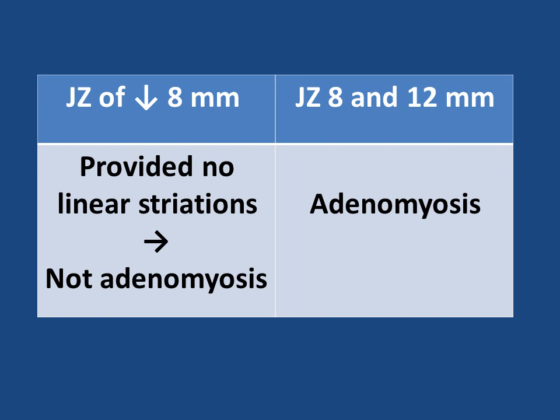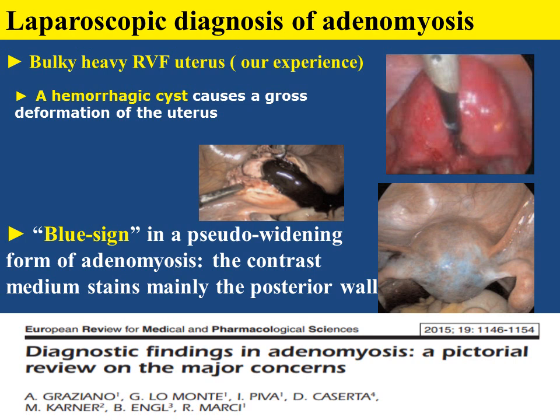The MRI mentions that the junctional zone, which is the active inner third of the myometrium, should be less than 8 mm in normal uteri. If it is more than 8 mm, it is a case of adenomyosis. You can diagnose adenomyosis if the junctional zone is more than 8 mm, provided linear striations are seen inside this area. If not seen, it is not a case of adenomyosis. So the cutoff level is 8 mm. If it is less, it is not adenomyosis. If it is more, between 8 and 12, it is adenomyosis.